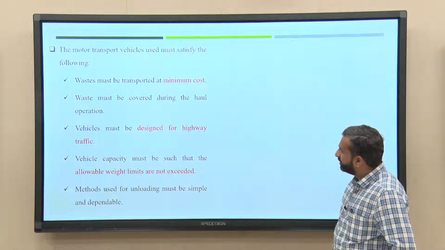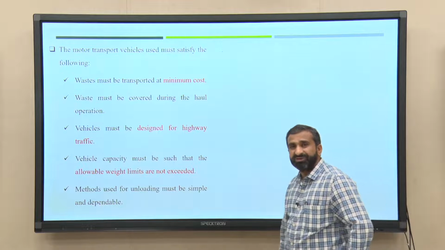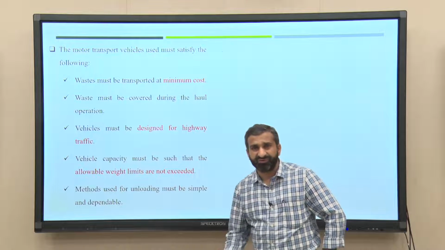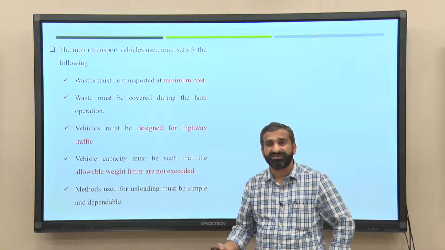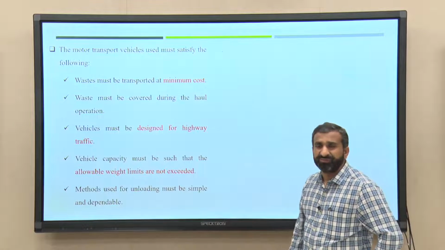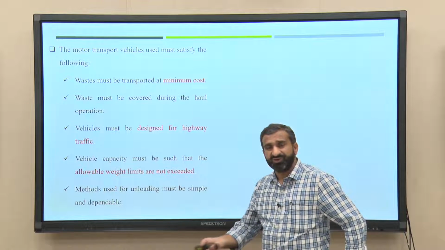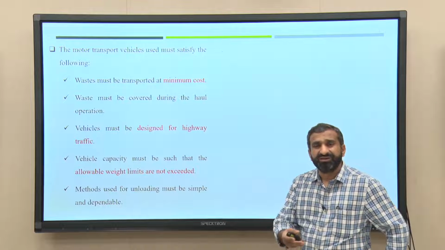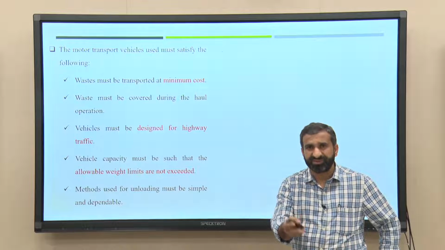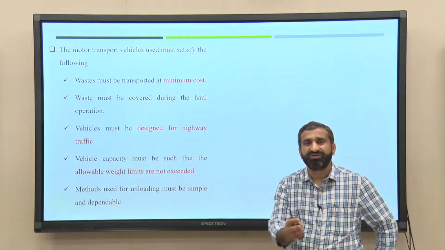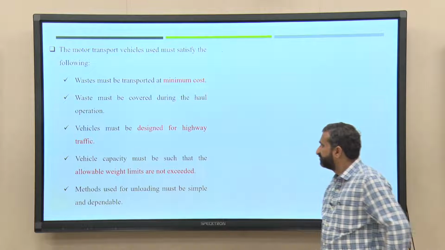Next, the waste must be covered during the haul operation. This is also very important, because a huge amount of waste is being hauled, maybe 20 tons or 25 tons or 30 tons. Obviously, it has to be covered properly, because this vehicle will travel on the highways, and there may be a lot of residential areas nearby, especially in India. A number of rural areas could be near the highways.